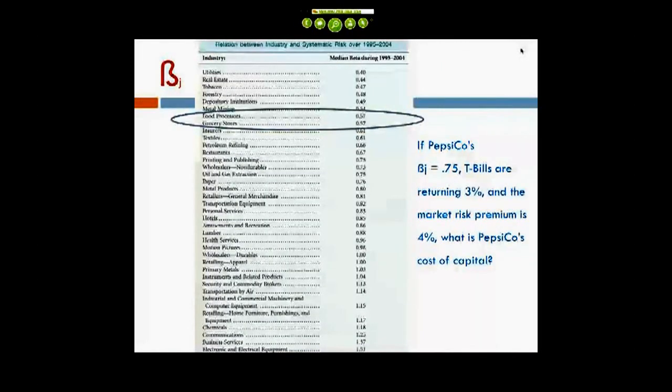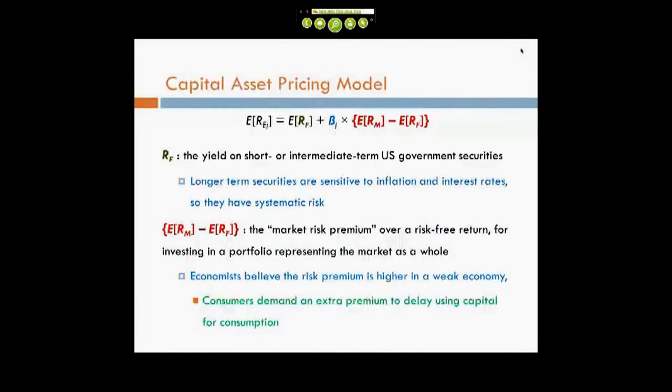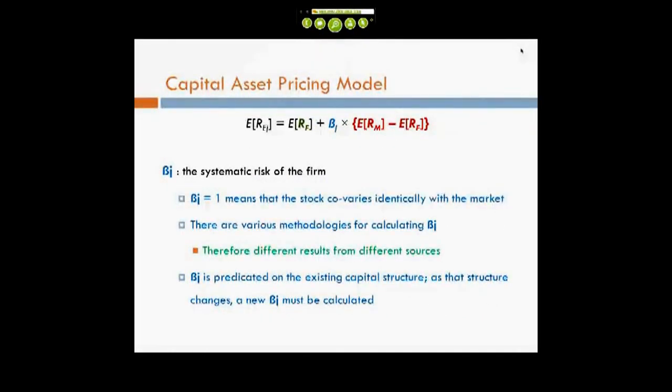And here's a look at beta from the perspective of industries. Now, I didn't talk about this. Beta is tough. If you look at different sites, Yahoo Finance versus Bloomberg versus others, and you look at the beta for your company, you're going to get different numbers, because there are different ways of calculating beta. They should be relatively consistent, but they are going to be slightly different.